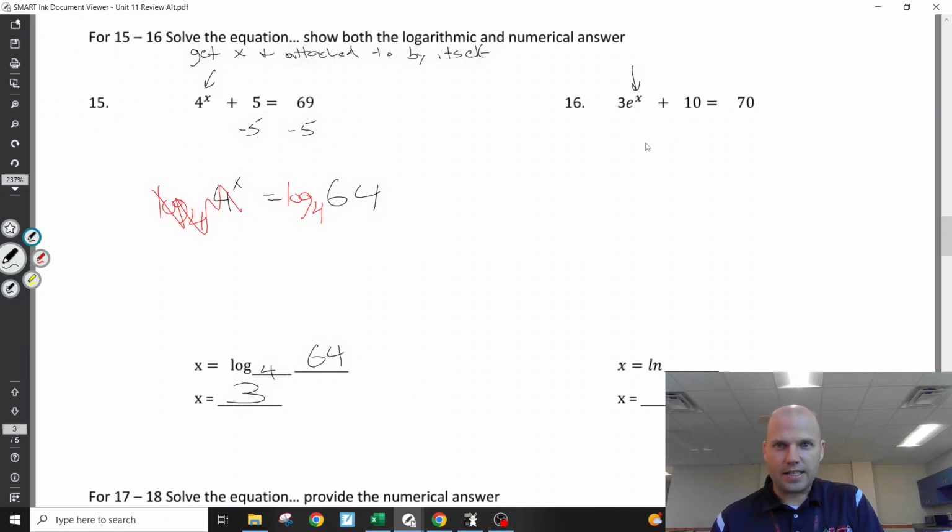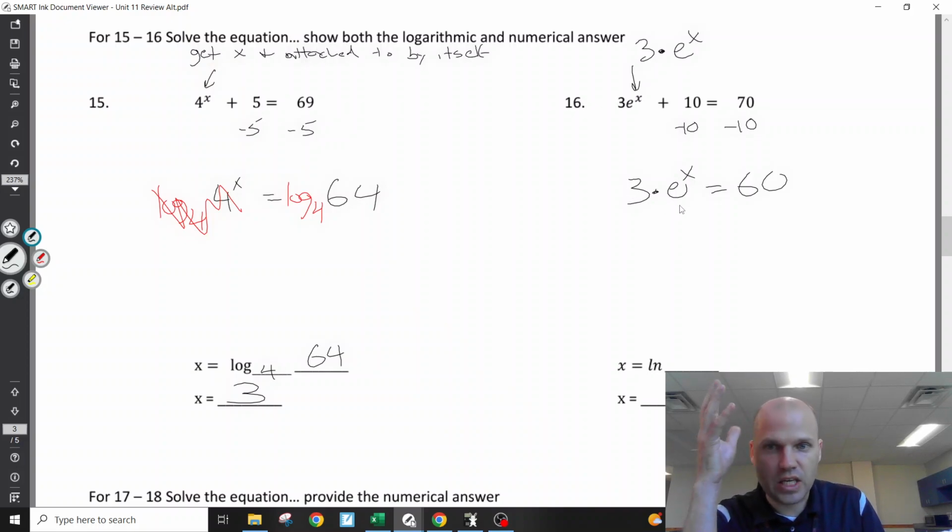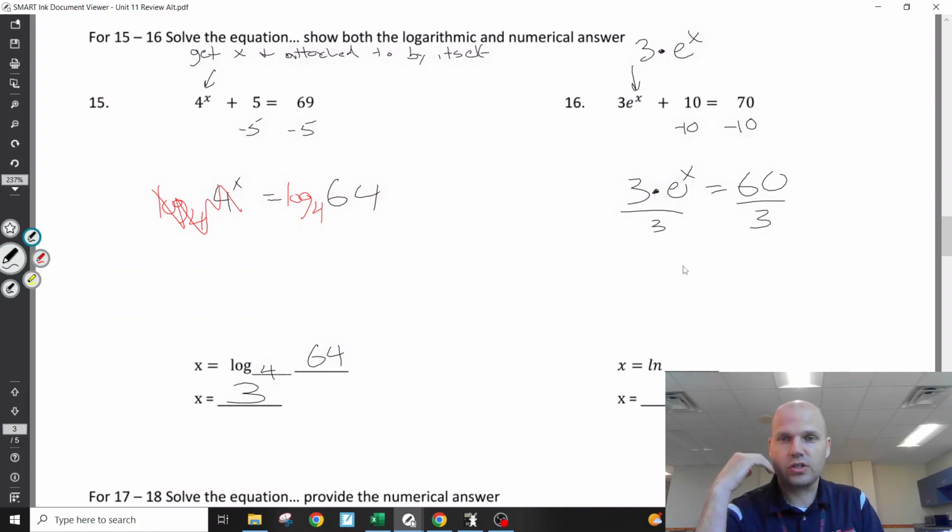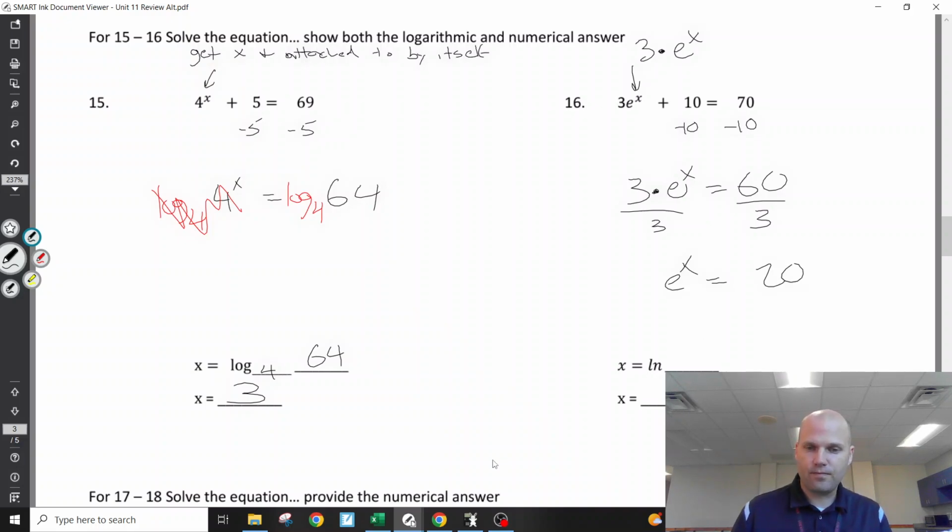3 e to the x. Now, what's important is that this is read 3 times e to the x. Okay. We always like to get rid of stuff being added first before we get rid of the stuff that's being multiplied. Now, don't log 3e. 3 times e to the x. Divide by 3 first. E to the x equals 60 divided by 3 is 20.